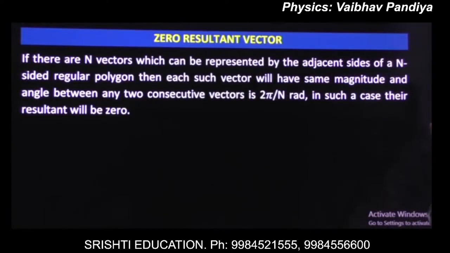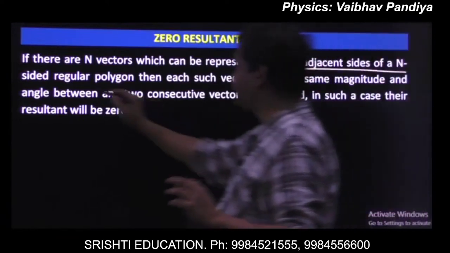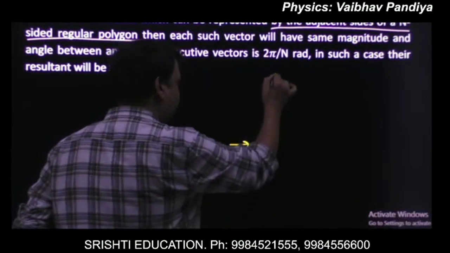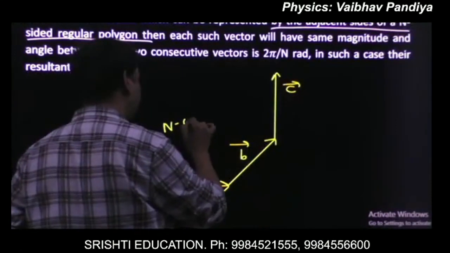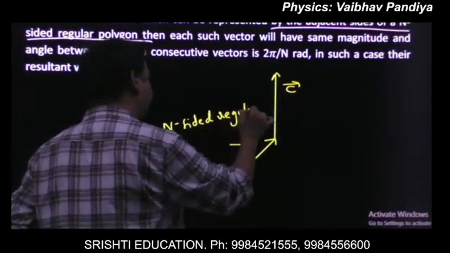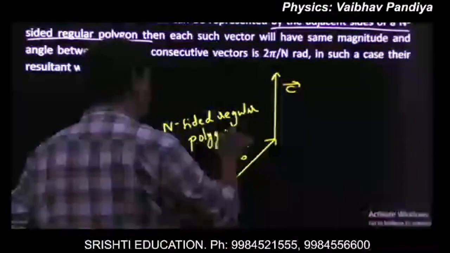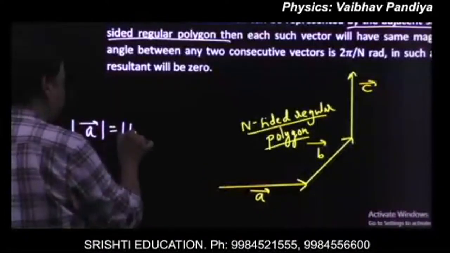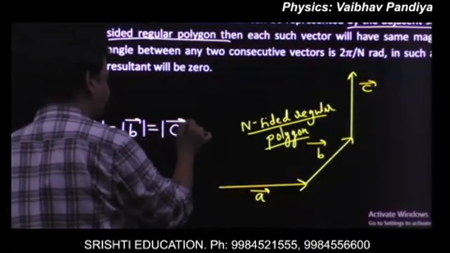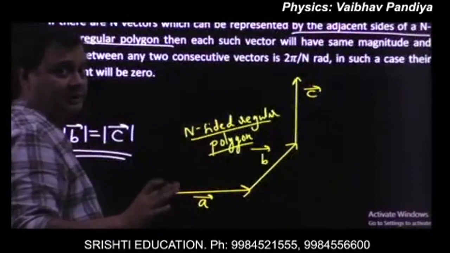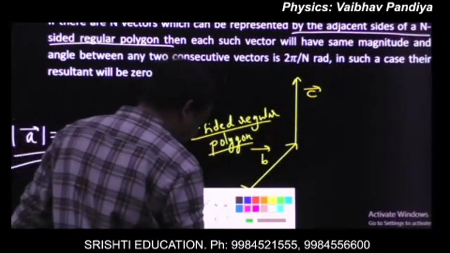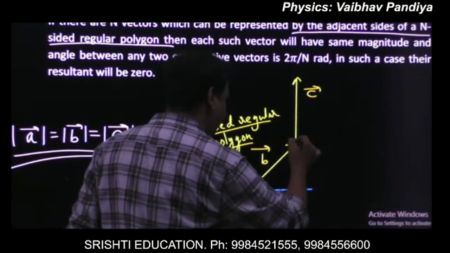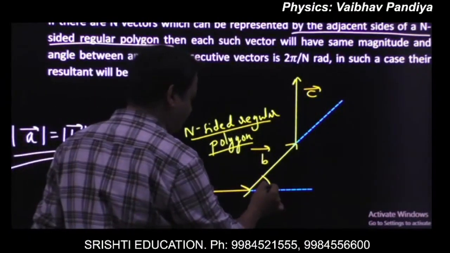Say we have n vectors, which can be represented by the adjacent sides of an n-sided regular polygon. Say this is vector A, this is vector B, this is vector C, and so on. This is an n-sided regular polygon. So if it is a regular polygon, all the vectors will have the same magnitude, correct? The modulus of vector A, because a regular polygon will have all the sides equal, and the length of the side is the magnitude of the vector. So all the vectors will have the same magnitude if they are representing the sides of a regular polygon. And can we say the angle between any two vectors? We have seen how to find the angle. Suppose you want to find the angle between A and B, and you can see A and B form a head to tail figure, B and C form a head to tail figure. So between A and B, this will be the vector angle.